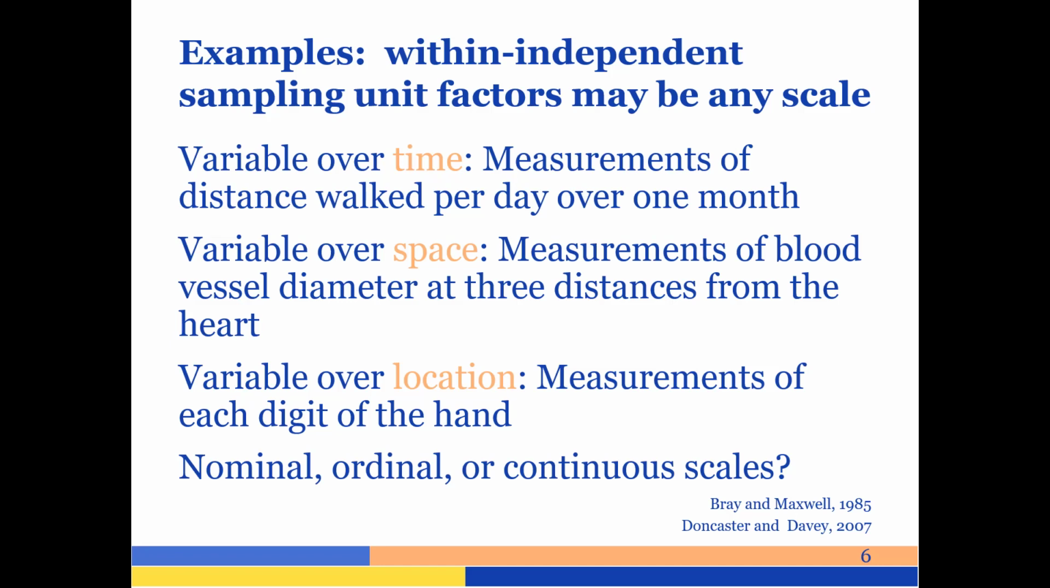Within independent sampling unit factors can vary over space, time, or location. We have already talked about within factors that occur over time. Another example would be within factors over space, such as a study where you are measuring values at different distances away from something of focus. For example, measuring blood vessel diameter at different distances away from the heart. Another example of a within factor could be measurements of a digit of the hand, or measuring different parts of a plant or different limbs of an animal. These would be within factors that vary in location. The key to all of these within factors is that a within independent sampling unit is being used.